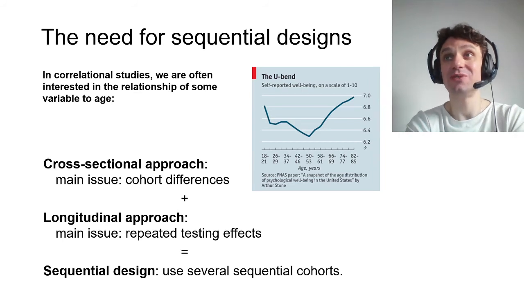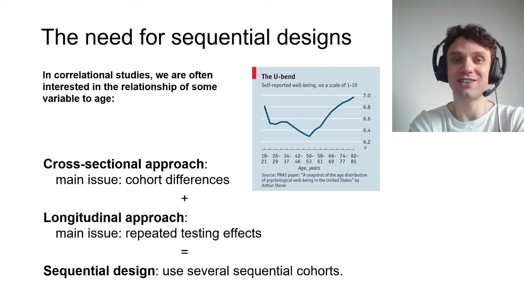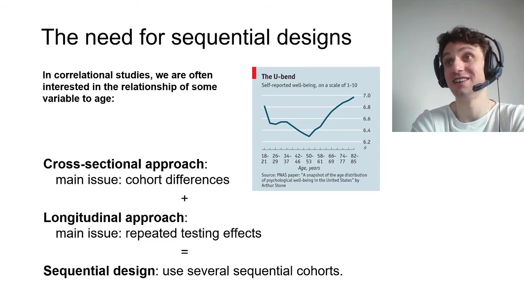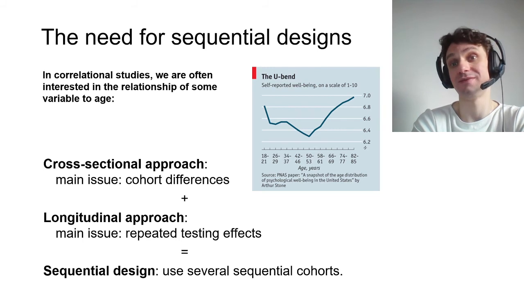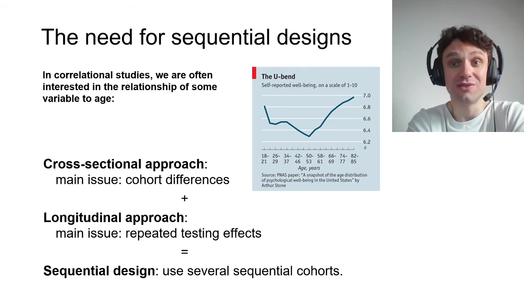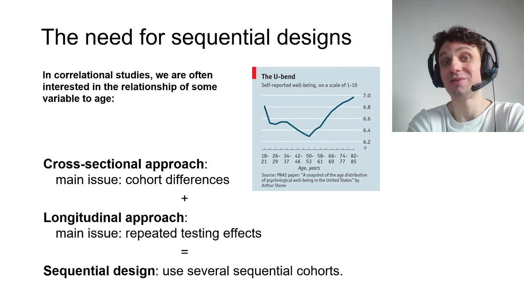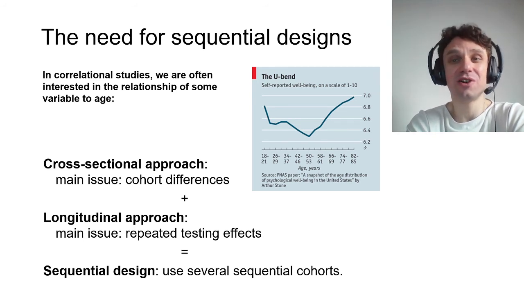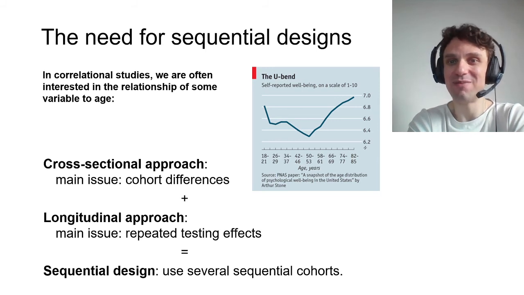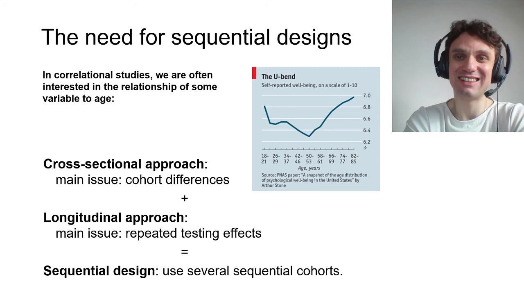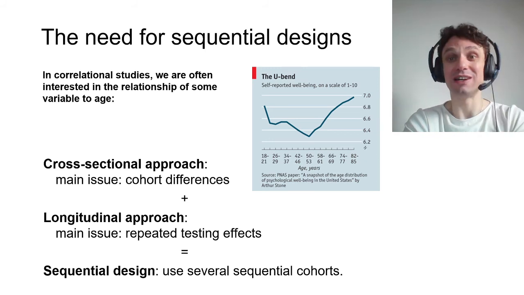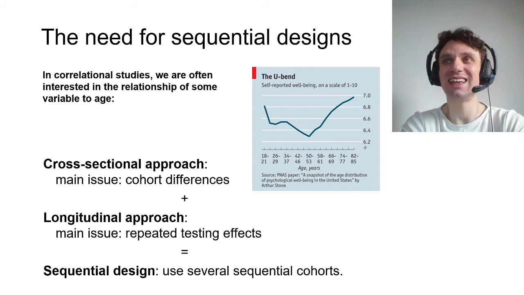And of course, there are some situations when you can choose between a cross-sectional design or a longitudinal design. For example, if you are interested in the association of some variable with age, for example, well-being and age, or IQ and age, you can use two different approaches. You can say, okay, I will go to individuals at different ages, administer an IQ test, and I will compare the scores. And people who use this approach, they typically find that IQ declines with age. And this decline is very pronounced.